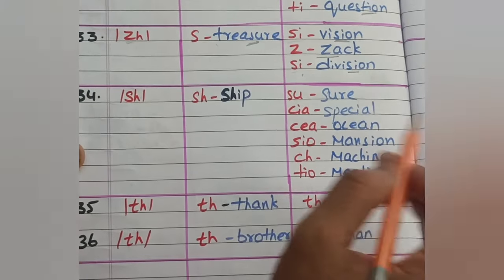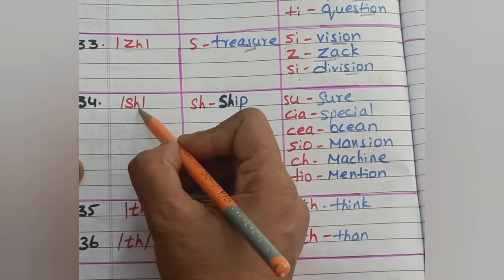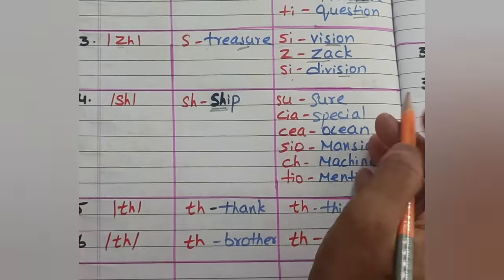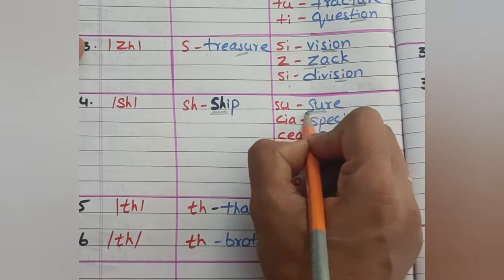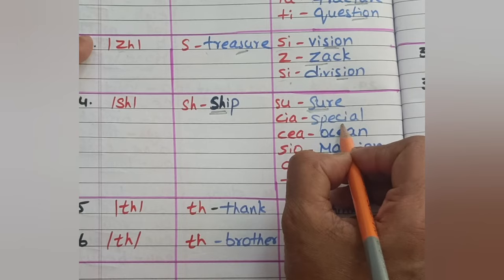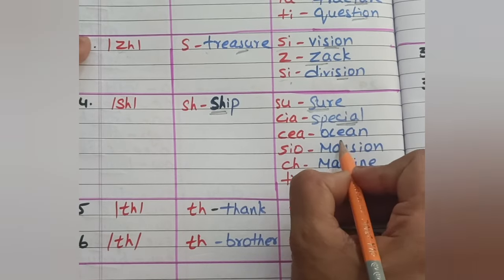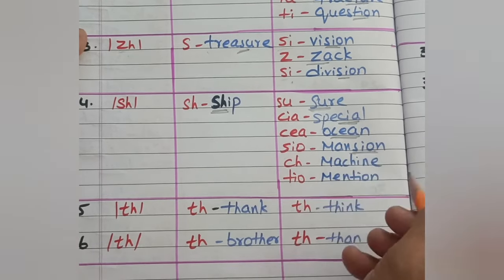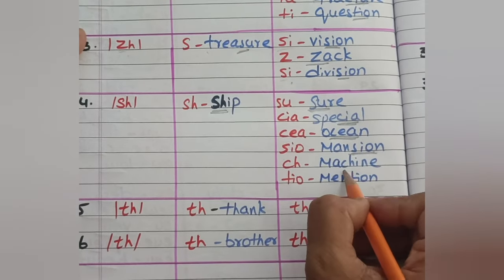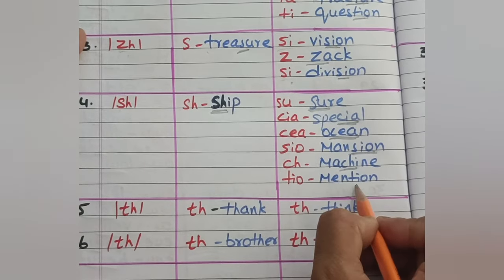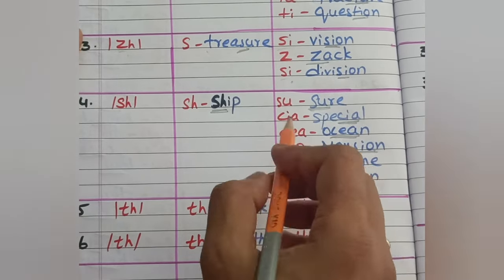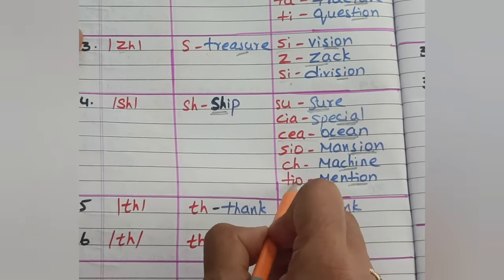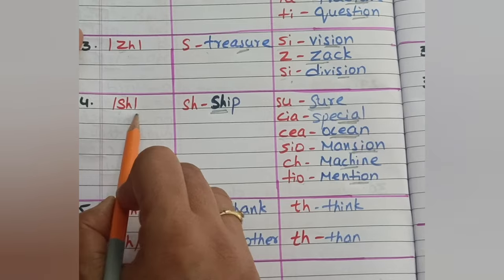Next, in ship, S-H sound is Sh. In ship, S-H is a common spelling, and in sure, S-U. In special, C-I-A. In ocean, C-E-A. In mansion, S-I-O. In machine, C-H. In mention, T-I-O. So we are using these particular letters for the SH, sure sound.